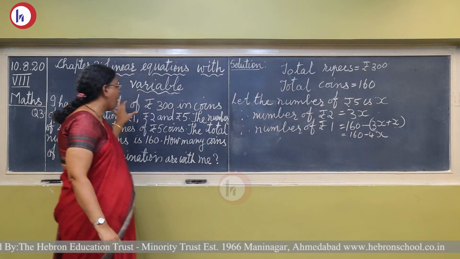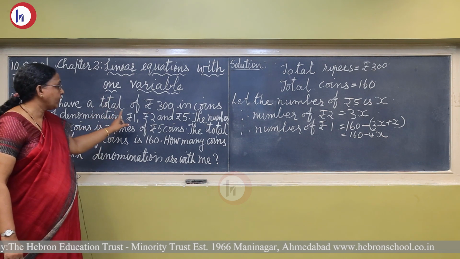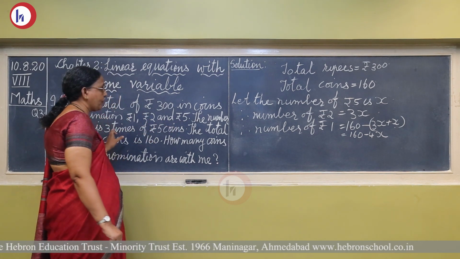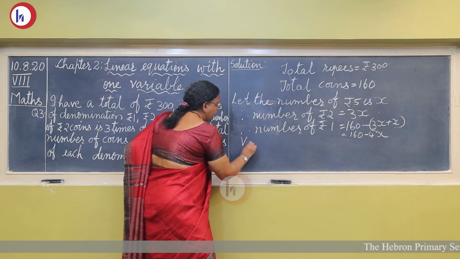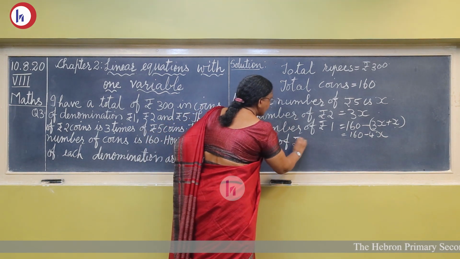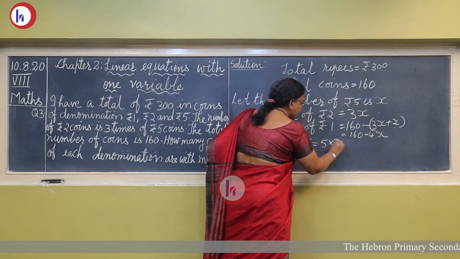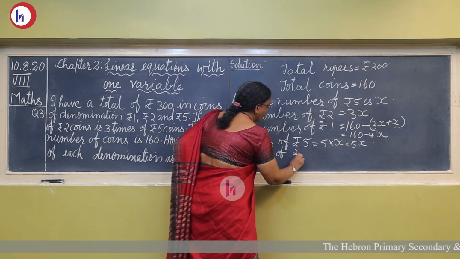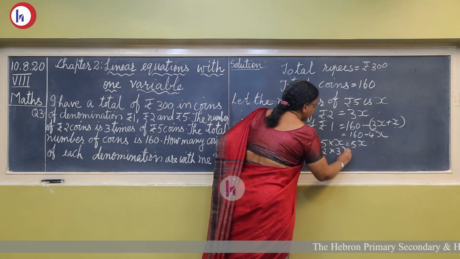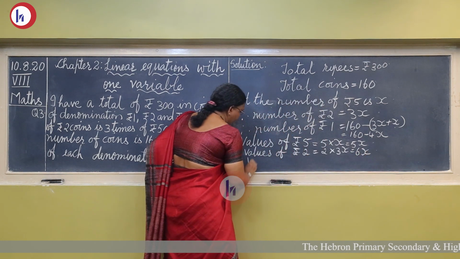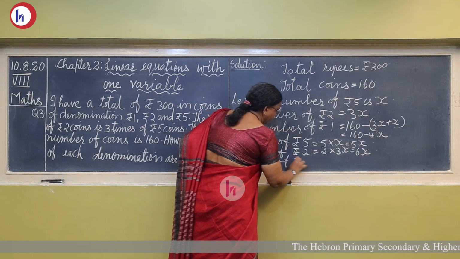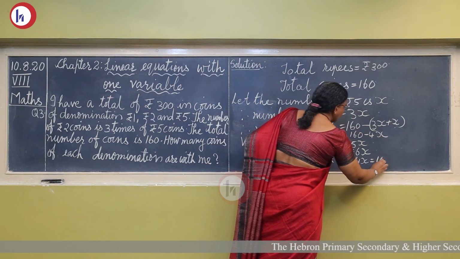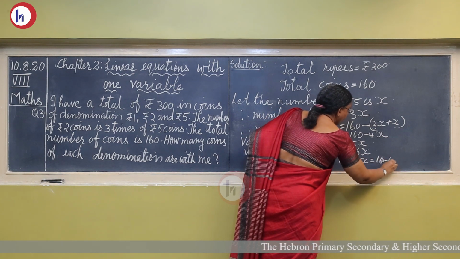Then again, in the sum it is given how much money each one has. So the values of each one we have to find out. That means for 1 rupee, 2 rupee and 5 rupee coins, we find the values. The value of 5 rupee coins is 5 into x, that is 5x. Then the value of 2 rupee coins is 2 into 3x, which is 6x. Then the value of 1 rupee coins is 1 into (160 minus 4x), which is 160 minus 4x.